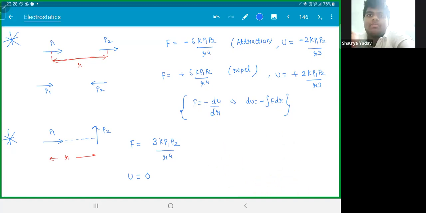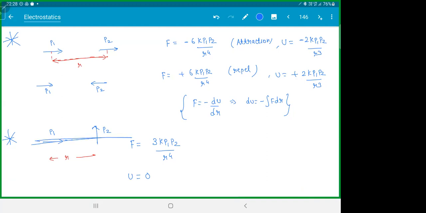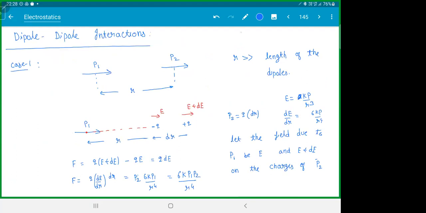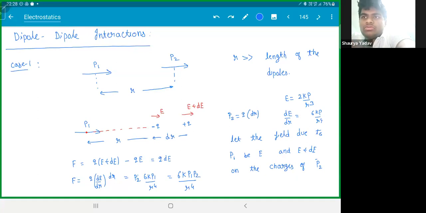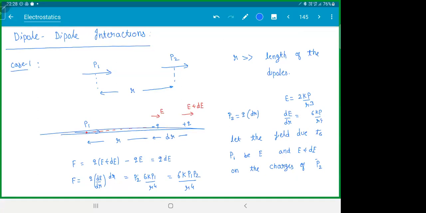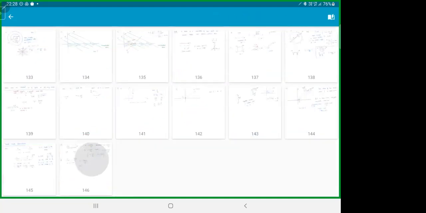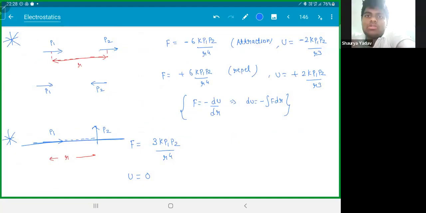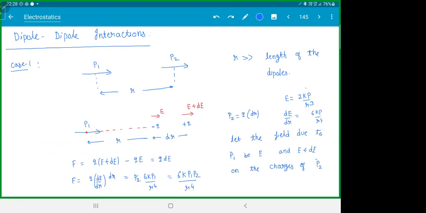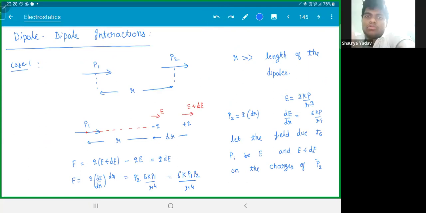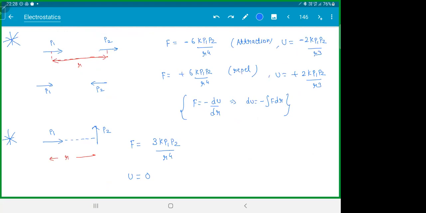Sir, why did it become 3 when it is perpendicular? It is the equatorial line, so in the field formula this 2 will not come. This is an axial line, the axial line field was 2kp. Here there will be the perpendicular bisector, so the field will be kp by r cube. So when you differentiate this, this 2 will not be there, so this will be just 3 here. Add this into the derivation. Results are more important, everyone. Clear?